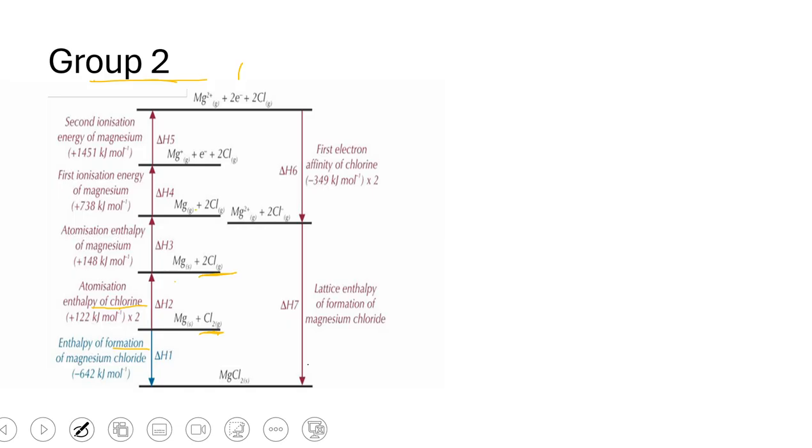And from here to there, magnesium is changing from its standard state to, sorry, I'm trying to add other people.